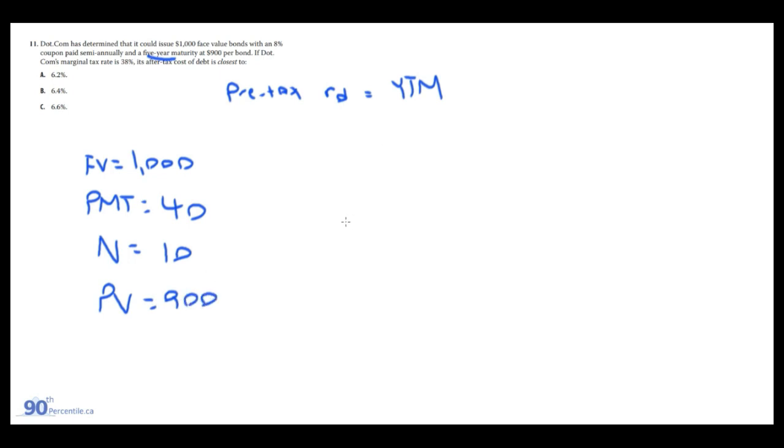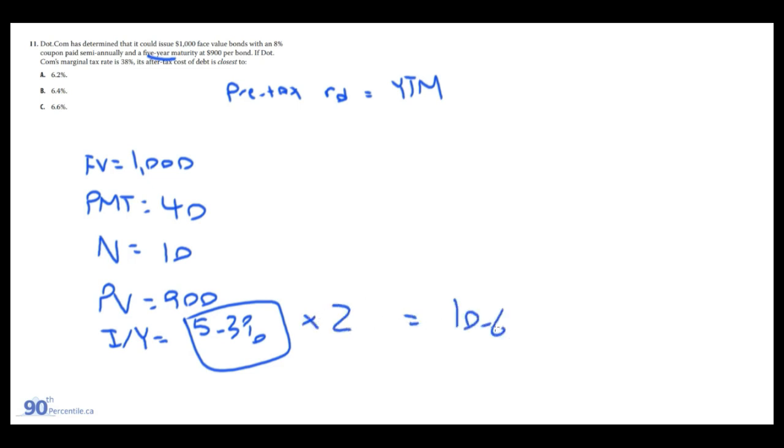And if we run all of this, we've got to compute I/Y, or the interest rate, and we get a yield of 5.3% around that. But this is the semi-annual yield, right? Because we have 10 periods in here, but it's a 5-year bond. We've adjusted everything to be semi-annual.